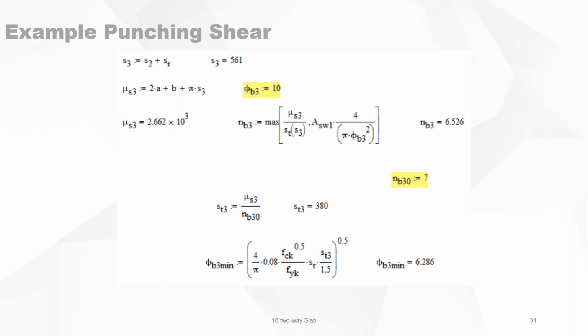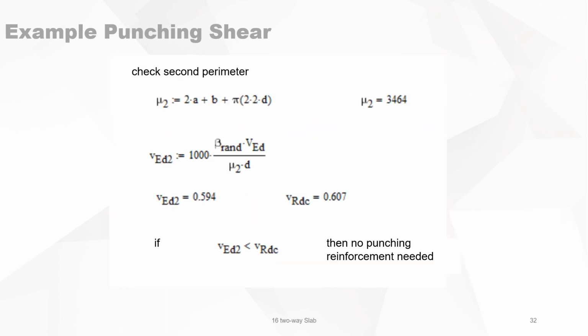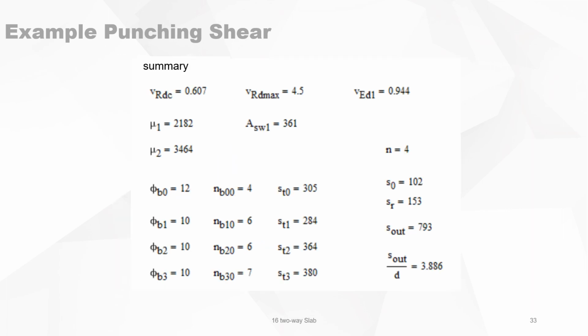If you use a diameter 12, then the spacing becomes too high. That's why we choose diameter 10 here. And then we have also to check the second perimeter on the distance 2D, and in the second perimeter it is okay. We have an applied shear stress of 0.59, and the concrete can resist 0.61. So no shear reinforcement is needed in the second perimeter.